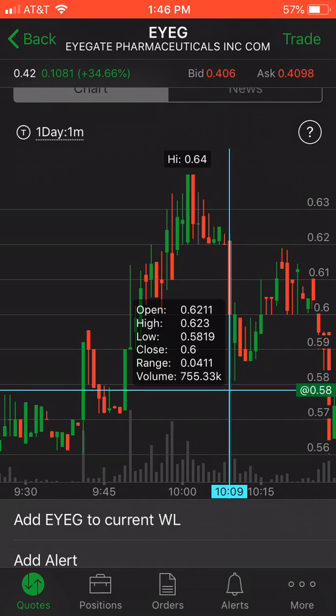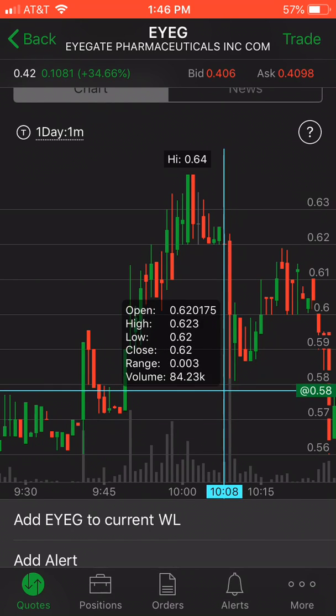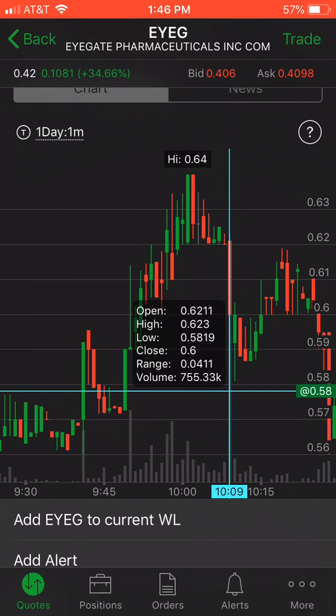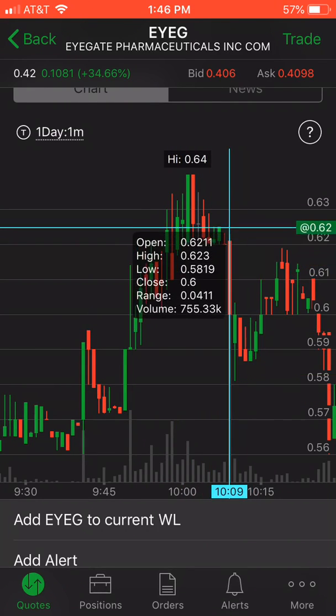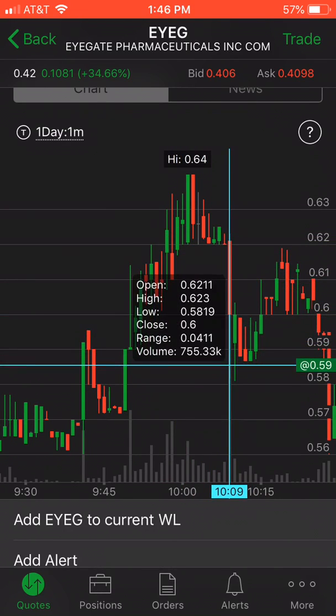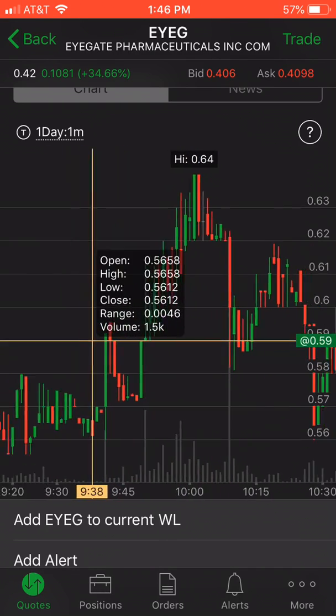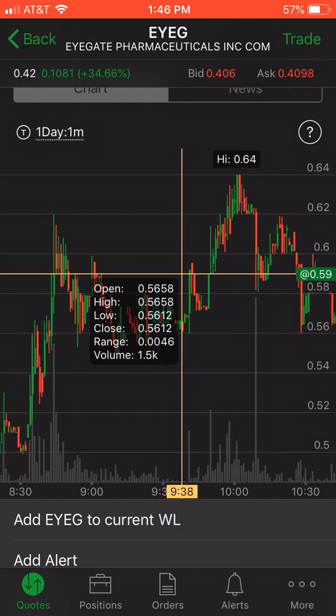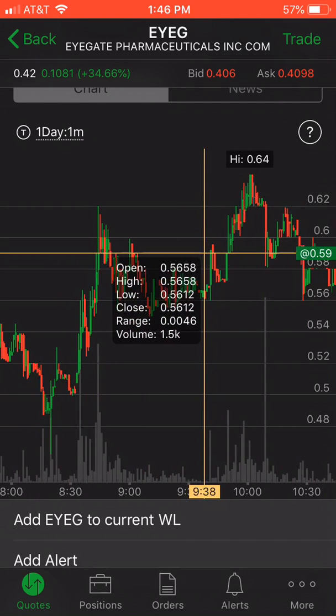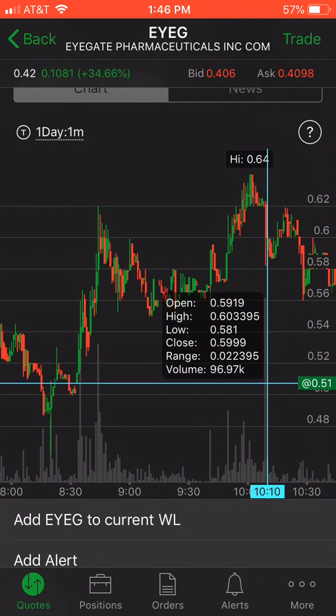at 62 cents before it formed the big red candle with high volume over 500,000. So when you see a big red candle like that with high volume, and that's pretty high because for the most part throughout the day, you could see this is a high volume bar.